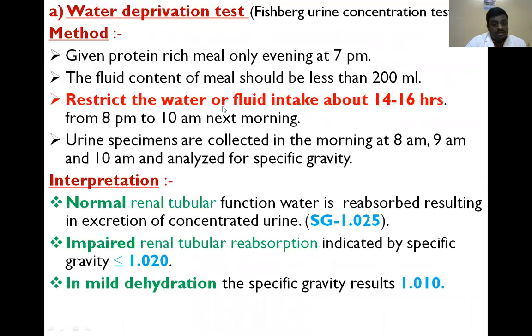When water is completely avoided, the water content is greatly reduced, so the specific gravity gradually increases. In this experiment, the normal renal tubular specific gravity is 1.025. With impaired renal tubular reabsorption, the specific gravity is greatly reduced to 1.020. In mild dehydration, the specific gravity is 1.010 due to water deprivation, as there is no availability of water.